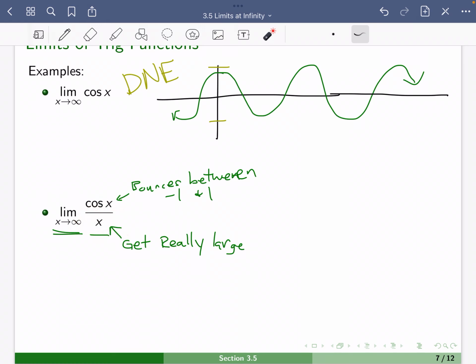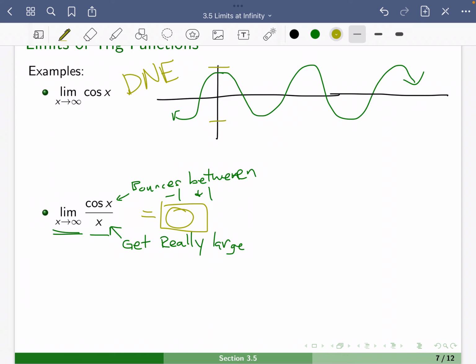So -1 divided by 10 billion is going to be a negative value, but really close to 0. 1 divided by 10 billion is a positive value, but really close to 0. And anything between -1 and 1 divided by 10 billion is going to be something close to 0. No matter what the top happens to do, ultimately you have the denominators getting large, and so this thing is heading towards just 0 itself. So those are some limits at infinity of some trig functions.